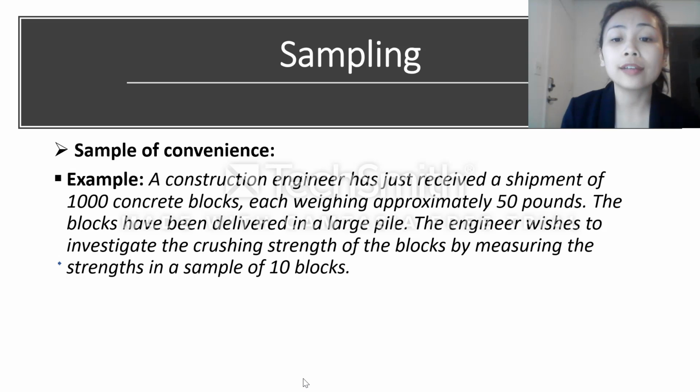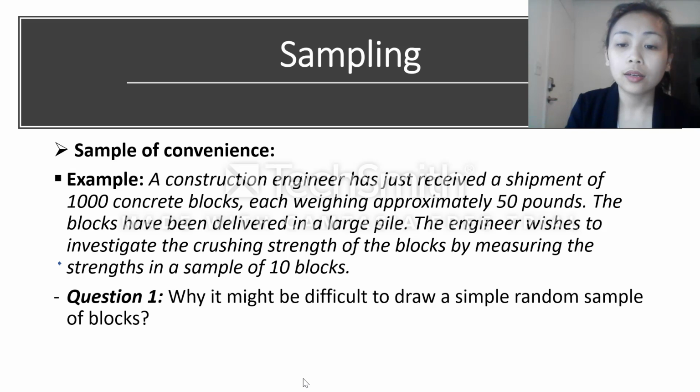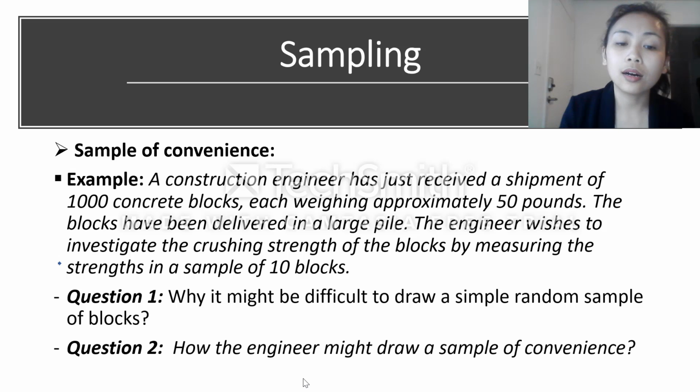A construction engineer has just received a shipment of 1,000 concrete blocks, each weighing approximately 50 pounds. The blocks have been delivered in a large pile. The engineer wishes to investigate the crushing strength of the blocks by measuring the strength in a sample of 10 blocks. So how does the engineer collect the sample? We have two questions. Why is it difficult to draw a simple random sample of blocks? And how does the engineer draw a sample of convenience?